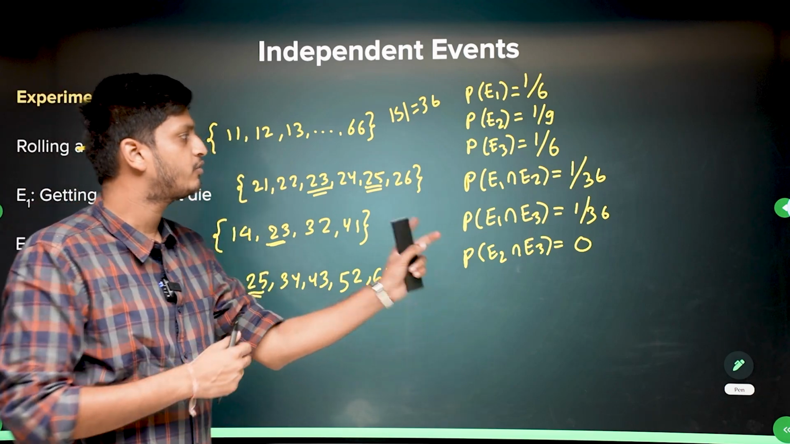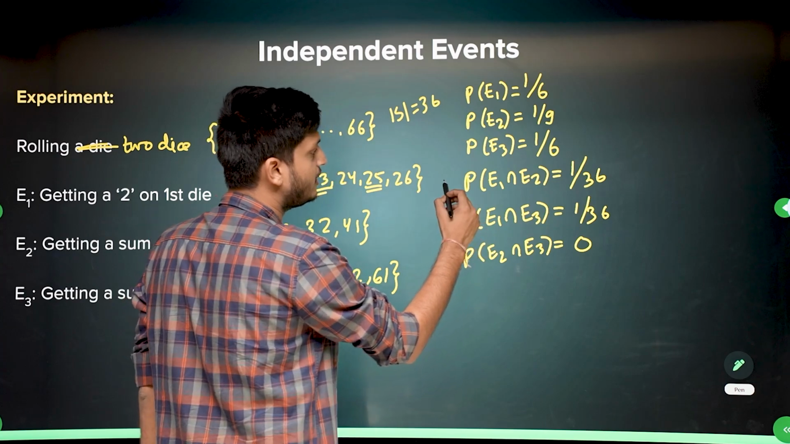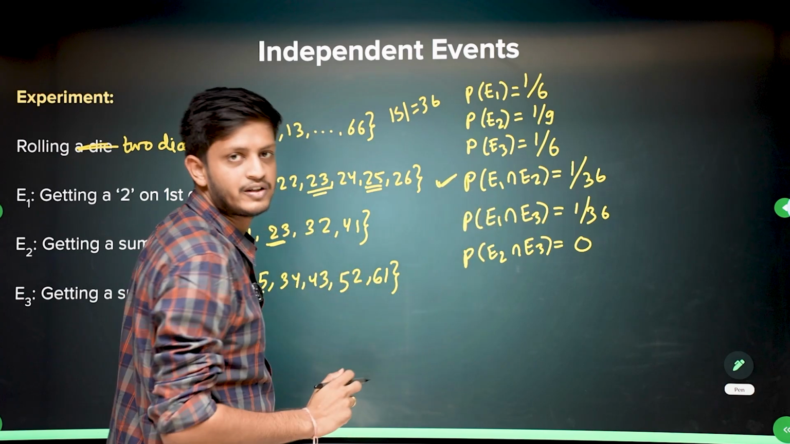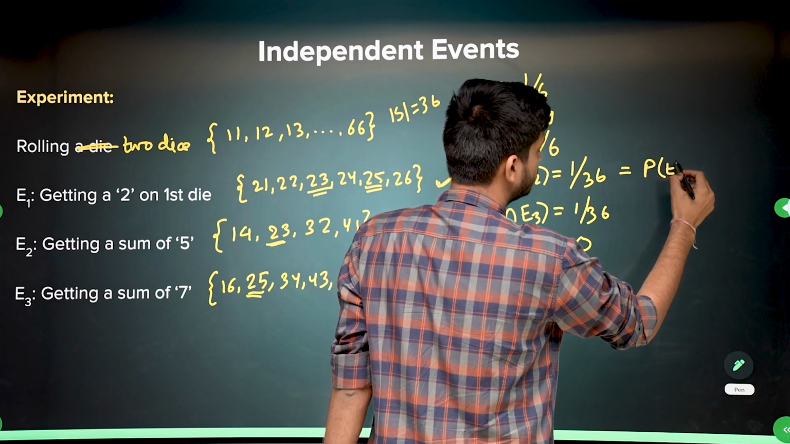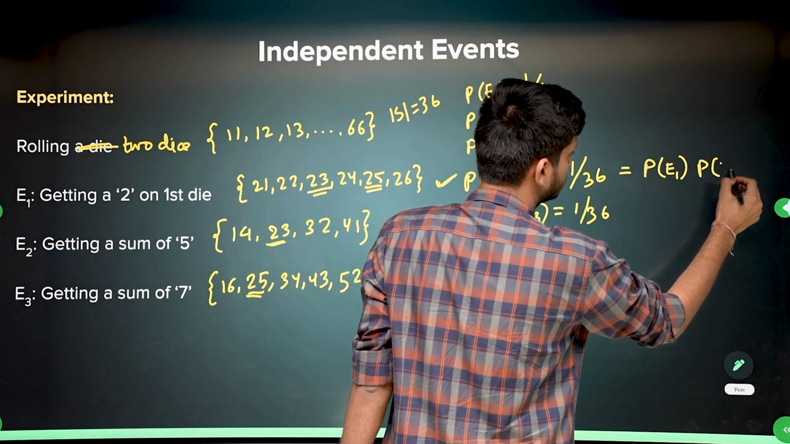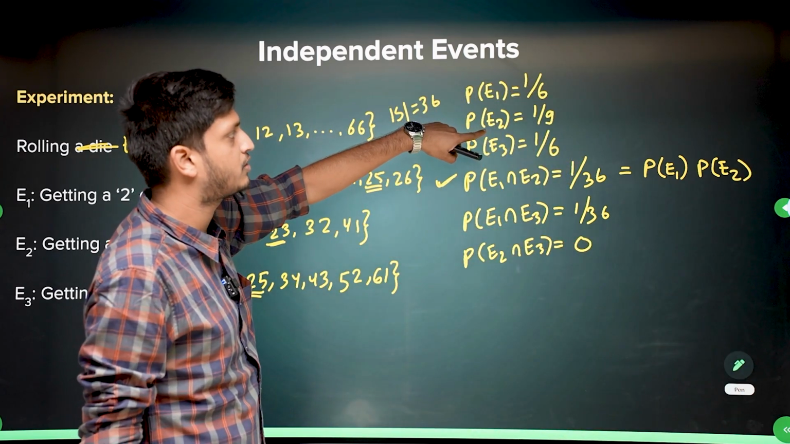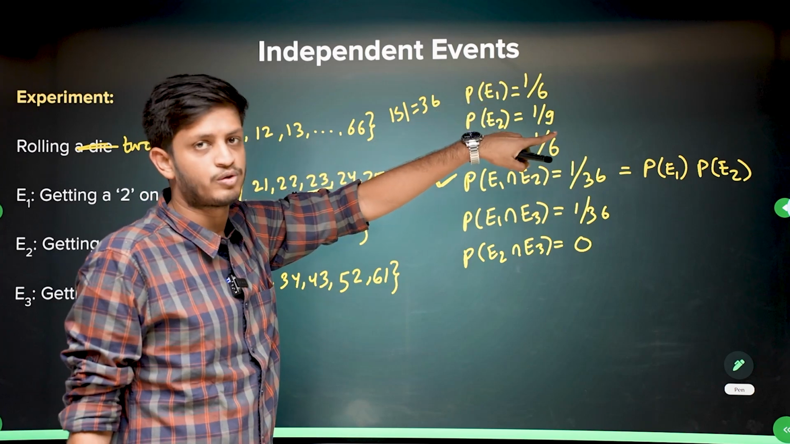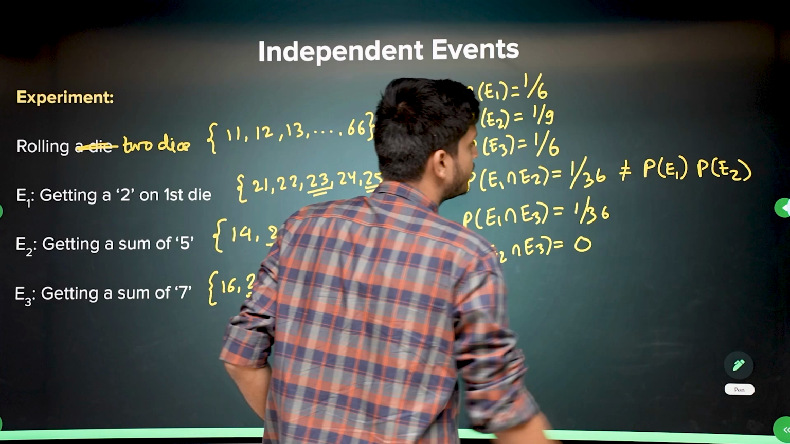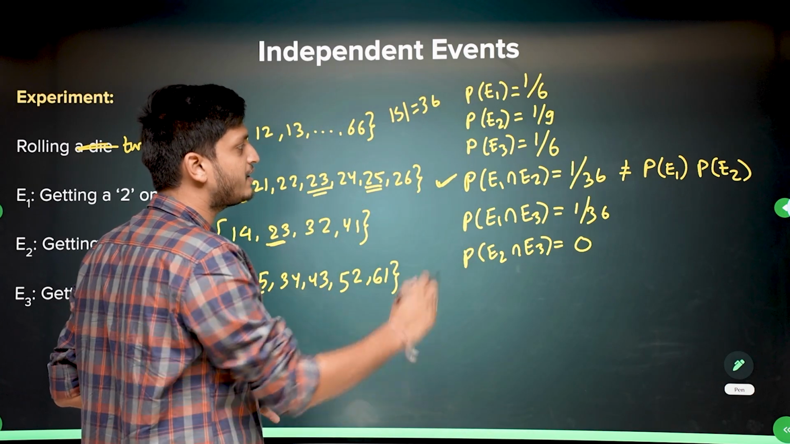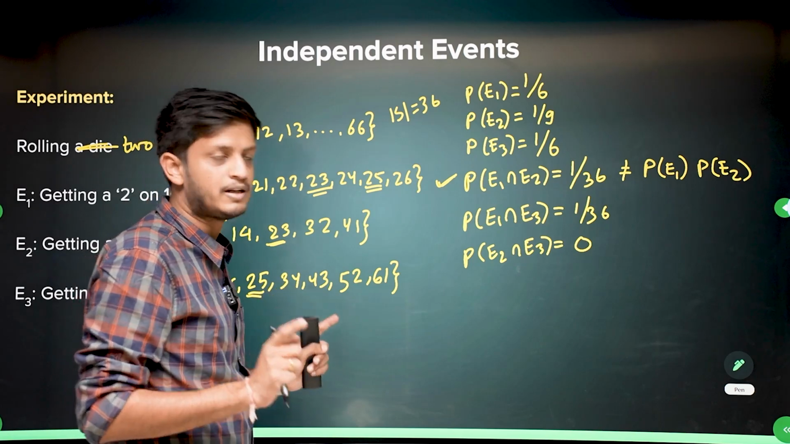Right? So now which events are independent? See, probability of E1 intersection E2. Let's see the first and second events. Is it equal to probability of E1 into probability of E2? Probability of E1 into probability of E2 is 1 by 54, which is not equal to 1 by 36, right? So it is not equal, which means that E1 and E2 are dependent. They are not independent.